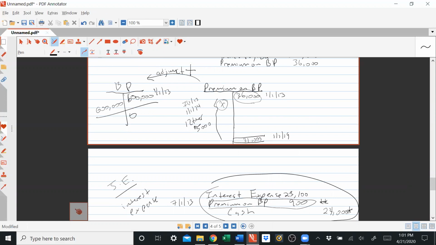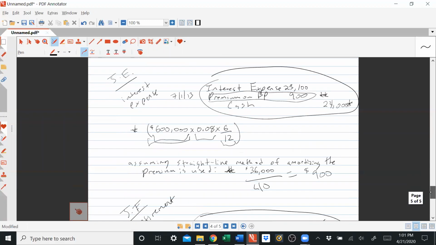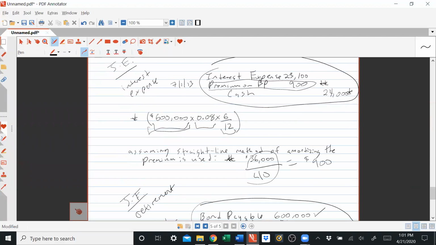The question is for how much? How much depends on which method you use for amortizing the premium. If you amortize based on the straight line method, it's the same amount every time. You just take the initial premium and divide it by the number of interest payments. That's what I had done down here. And you get the $900. So you debit the premium for $900, and then the interest expense, this number is actually the plug. You can't find this number without first finding this number and this number. And this is the plug. Does that help, Christopher?